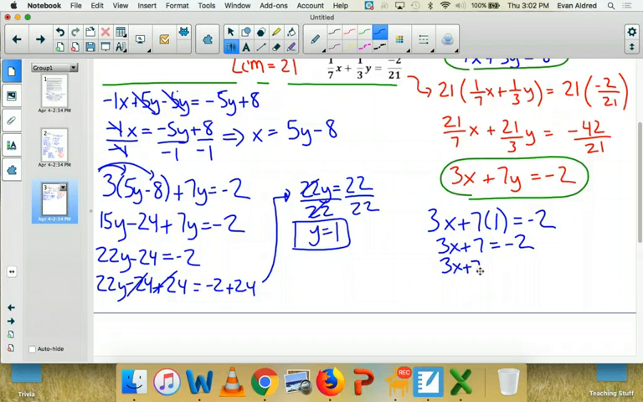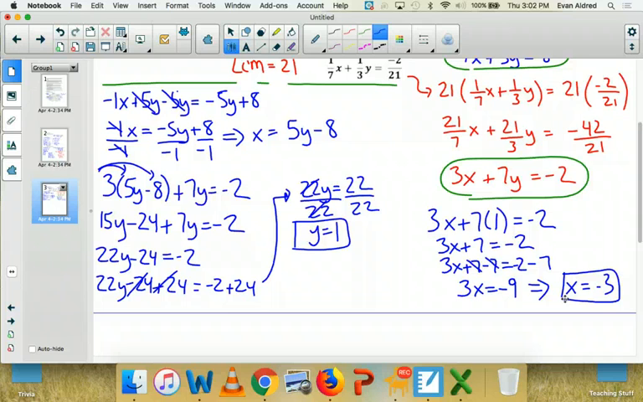Subtract 7 from both sides. Negative 2, subtract 7. That leaves us with 3x equals negative 9. When we divide out the 3, we get an answer of x is equal to negative 3. Okay? And if you want to check it, you can plug it back into the fractions if you want, or you can plug it into the equations that I circled in green above. Okay? And that is the process of substitution.